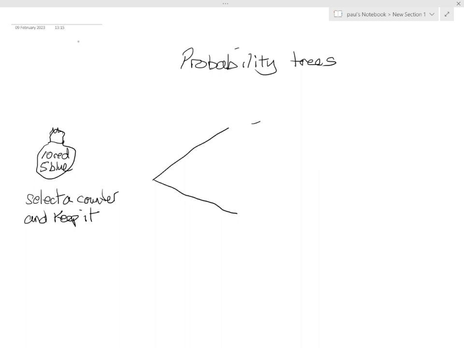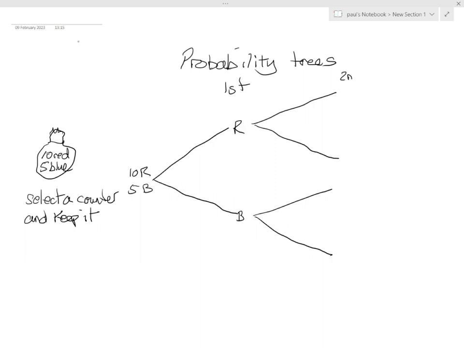We'll break this lesson 17 up into two parts, because the second part is something to do with perimeters and areas. So we've got 10 red and 5 blue, and this is our first selection where we can choose either red or blue, and this is our second selection where we can choose either red or blue, or if we're down here, red or blue.